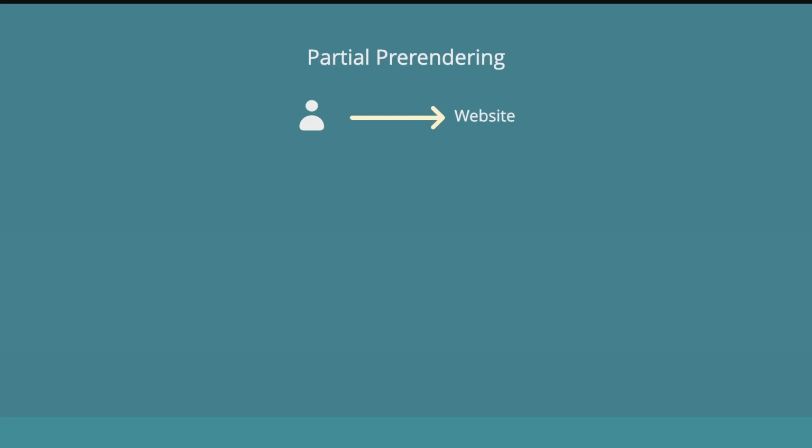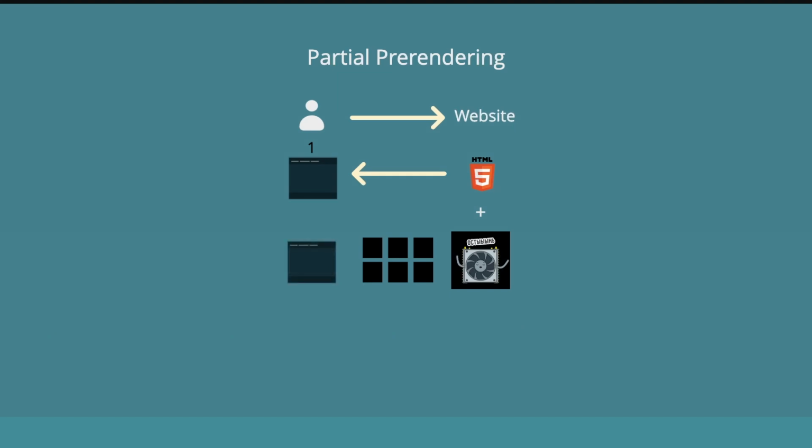With partial pre-rendering, when a user requests a page, the already generated static file is served immediately. While keeping the HTTP connection open, the server streams the dynamic content to the user as it is generated.